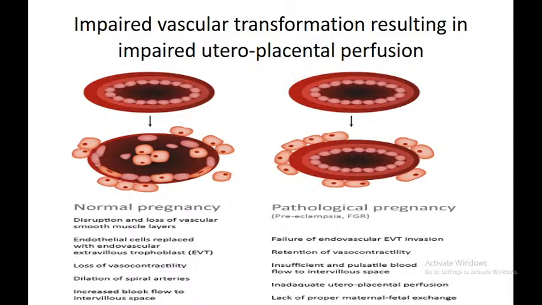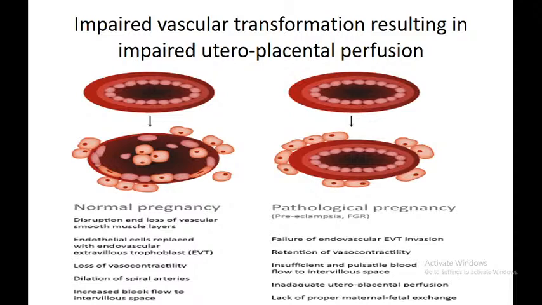Whereas in preeclampsia and fetal growth restricted babies, there is failure of this remodeling mechanism. We can clearly see in this slide, in the right half, that there is failure of the endovascular trophoblast remodeling. The invasion by the endovascular or extravillous trophoblast is lacking, and there is retention of the vasocontractility property of these arteries, so that there is insufficient and pulsatile blood flow to the intervillous space.